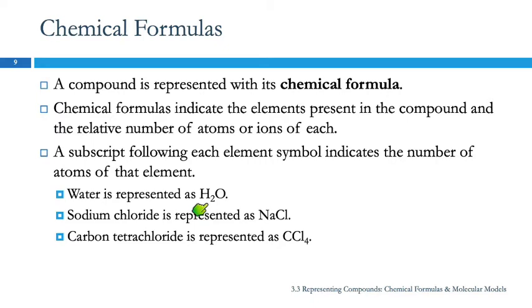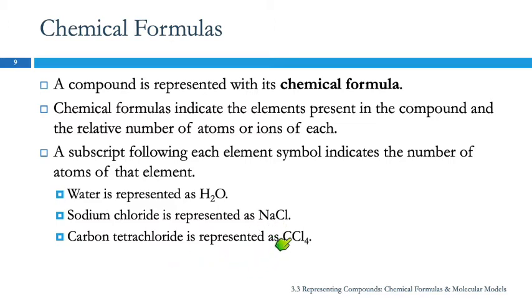H2 tells me there are 2 hydrogen atoms and 1 oxygen atom. We don't write the 1 because if it was something other than 1, we'd write that number. And if it was 0, we wouldn't write the O. So if you just see the element symbol, that means there's 1 of them. Sodium chloride, NaCl, is 1 sodium, 1 chlorine.